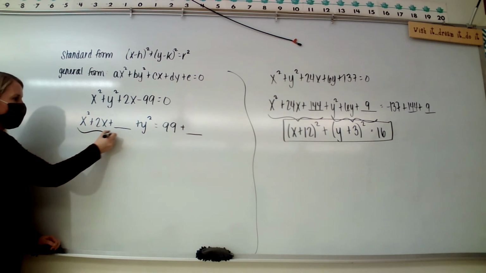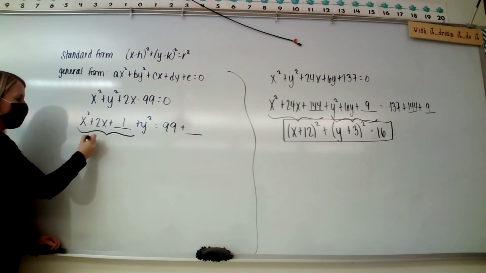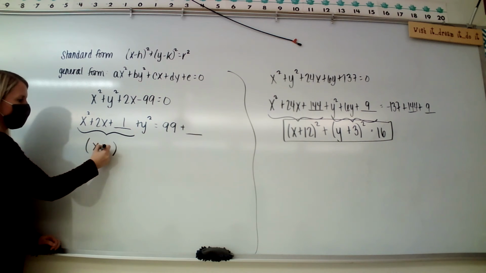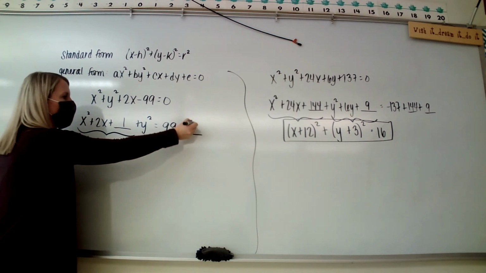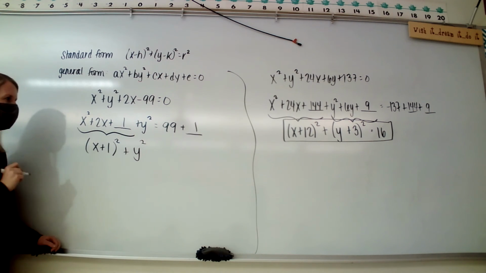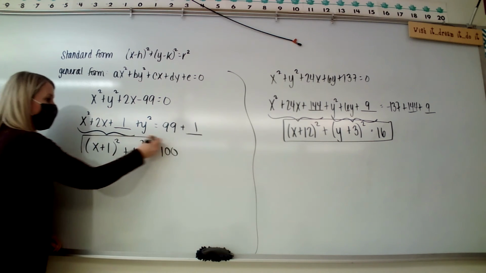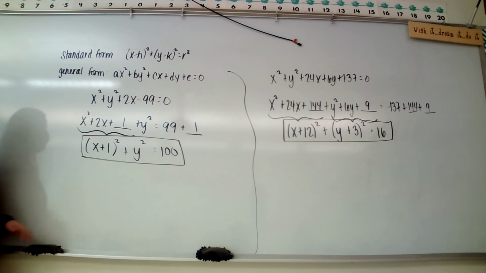So I'm going to complete the square here. 2 divided by 2 is 1, squared is 1. If I factor that, that would be (x + 1) squared. You know, that one over there. Once again, that y squared just kind of chills, right? That equals 100. And that's my standard form.